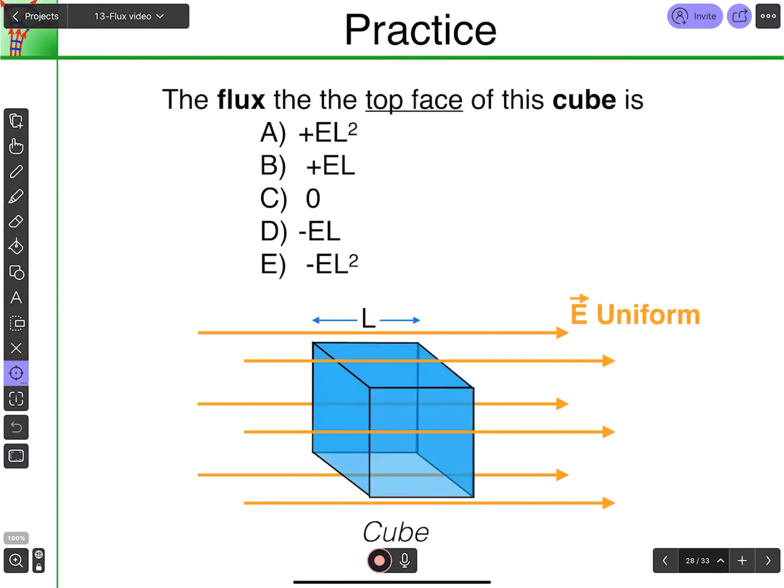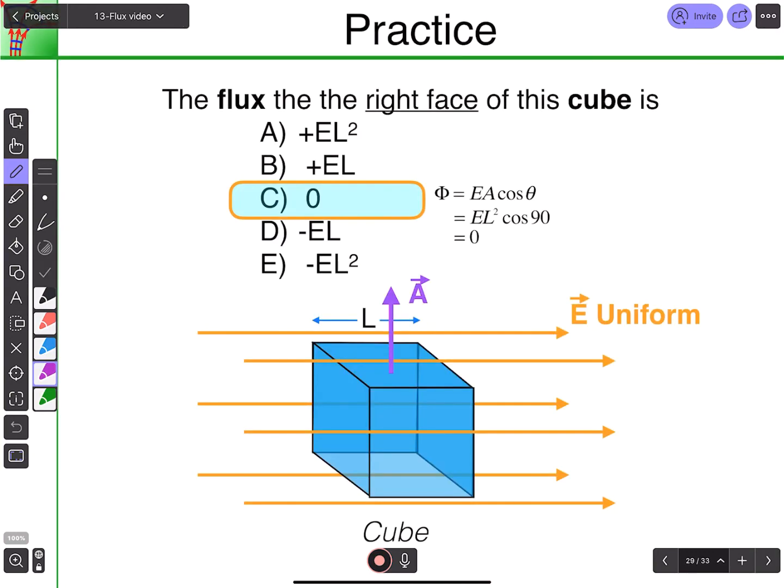How about the top face of this cube? So just to help you along, here's the area vector for the top face of this cube. Remember, the area vector is perpendicular to the surface. So think about that one real quick. Roll that one around in your noggin. Well, it's going to be 0. The angle between the area and the electric field is 90 degrees. So cosine of 90 is 0. And also, if you look at this, the electric field line actually does not go through the surface. It just skims along the top of the surface.